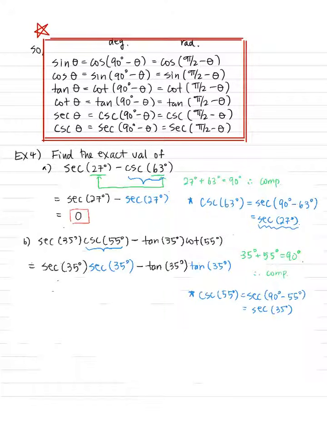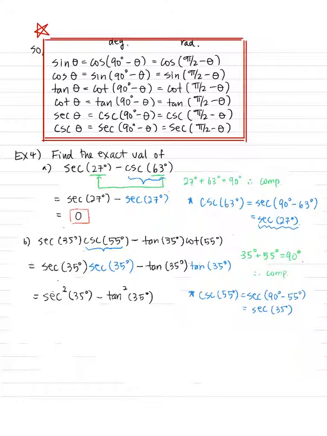Okay, I hope you can follow my work all right. So let's simplify this a little bit. So this is what? Secant of 35 degrees times itself. So that's secant squared of 35 degrees, and then minus, same thing, tangent squared of 35 degrees.